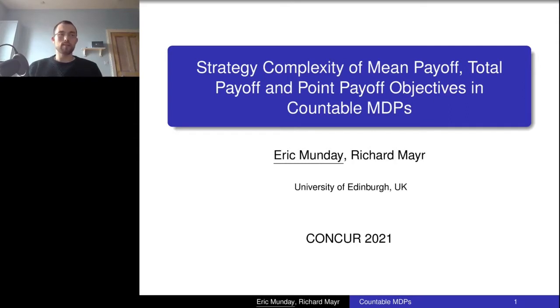The objectives we consider are the limit of the aforementioned mean, total, and point payoffs. That is to say, we would like to eventually, forever, push for payoffs above zero or have them converging to zero. In this way, limit objectives are a sort of quantitative generalization of co-Büchi objectives.